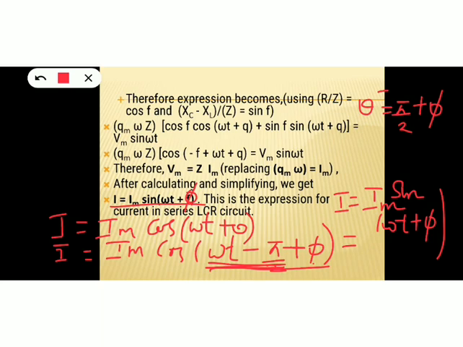So children, all the steps are not necessary. I just showed all the steps to make you understand how this final expression came. So if you want, you can directly jump into this expression soon after this step. Anyway, you must remember the final expression for current in a series LCR circuit. What is the final expression for current? Current I is equal to Im sin omega t plus phi.